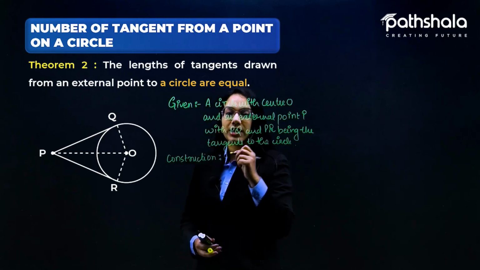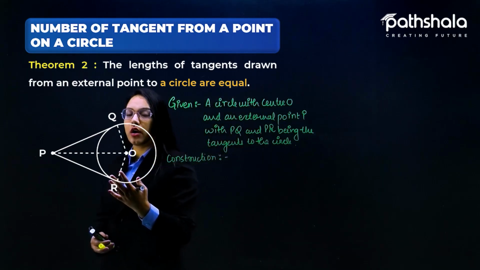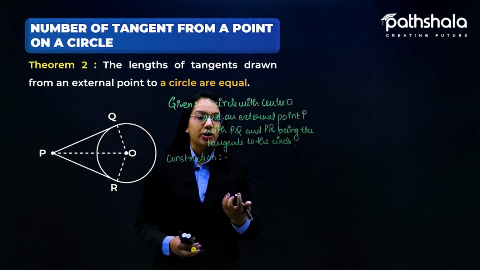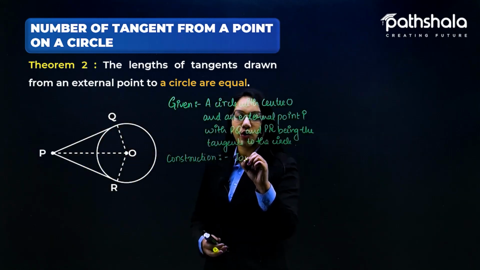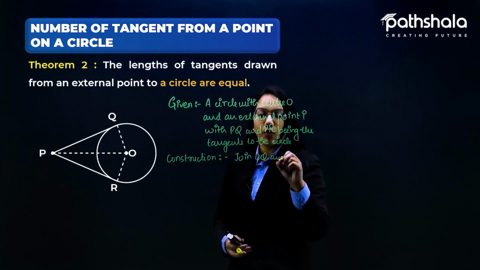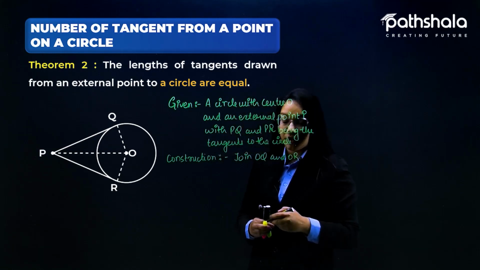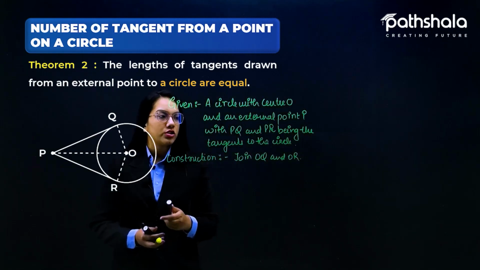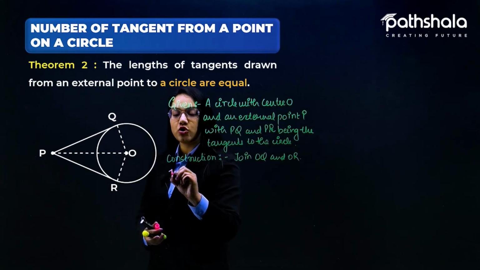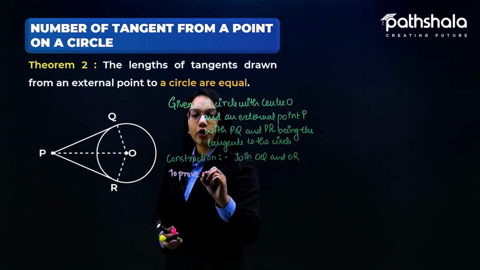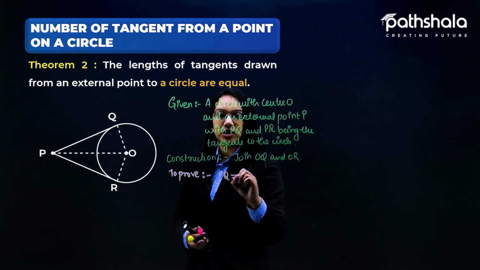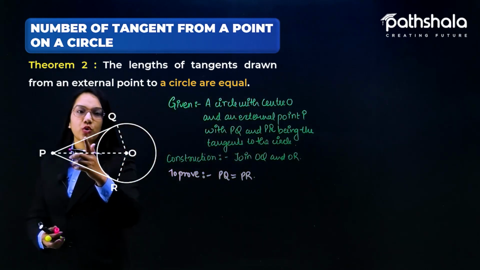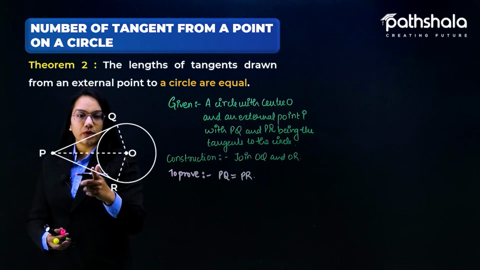And I also did the construction already in this figure. My construction was that I joined the center O with Q and O with R. So the construction is: join OQ and OR. Now let's move on to what we want to prove. We want to prove that PQ is equal to PR, that the lengths of the two tangents are equal to each other.